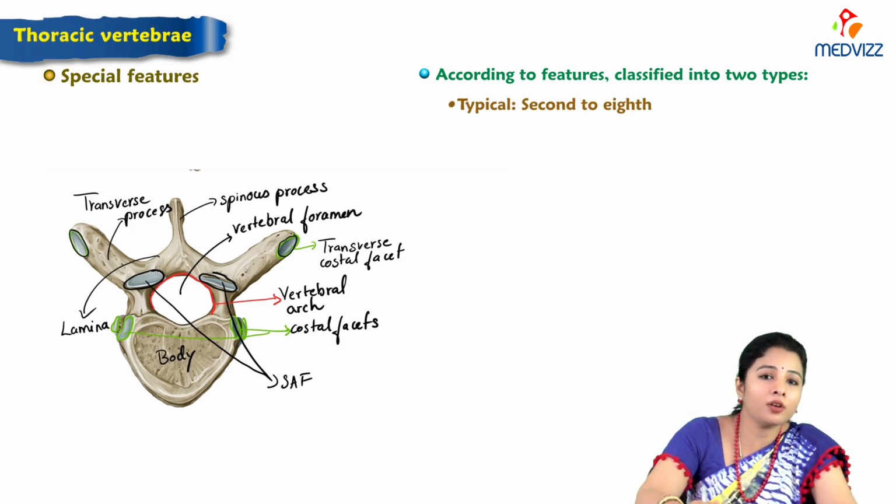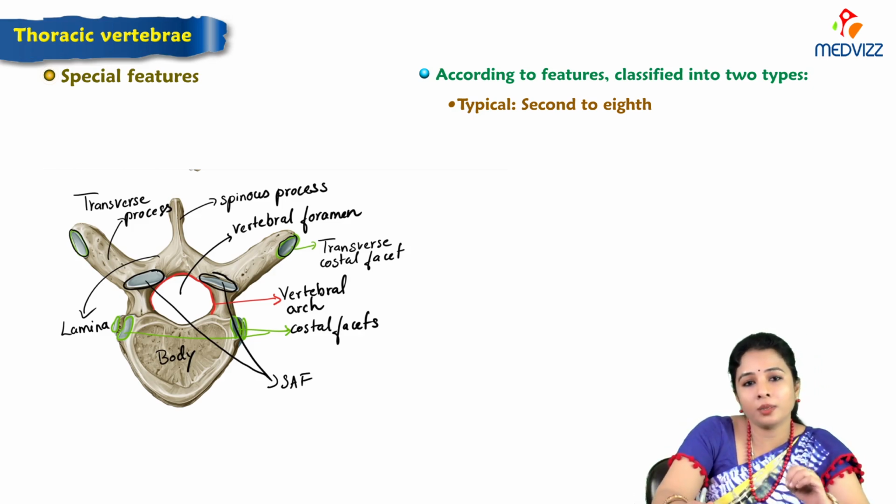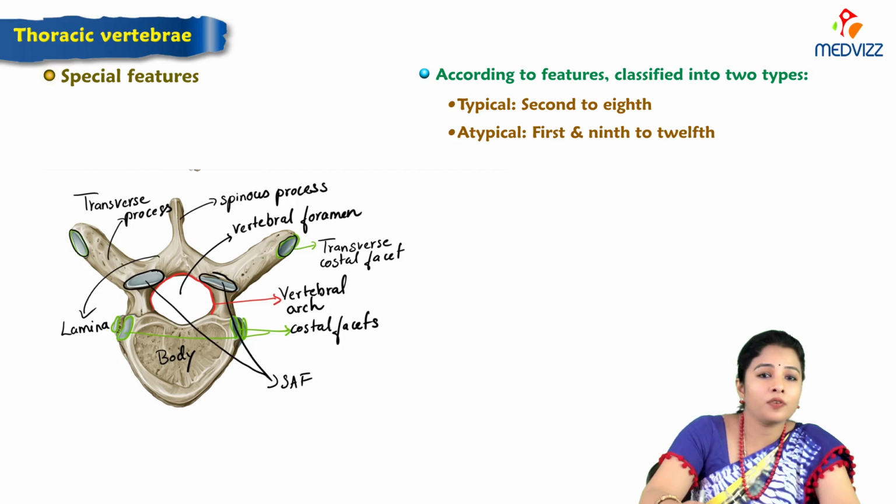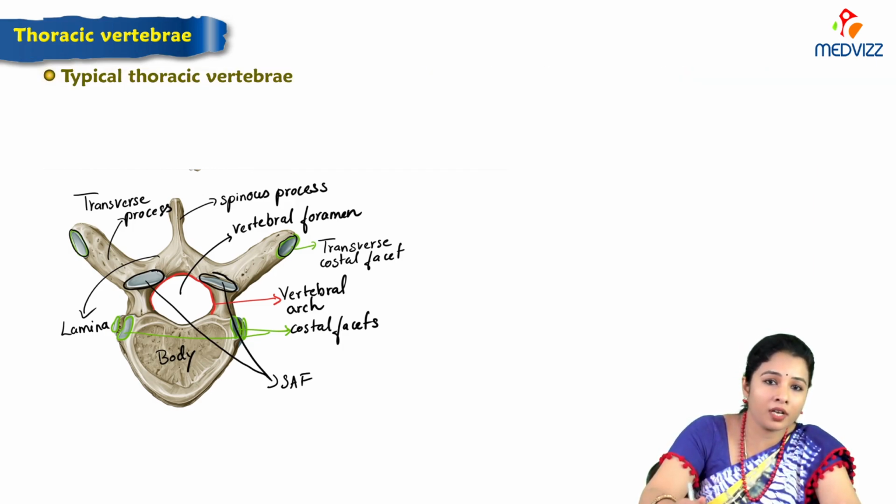So the typical thoracic vertebrae are 2nd to 8th. So 2nd to 8th are typical thoracic vertebrae, and atypical are the 1st and 9th to 12th. So first let us see the characteristic features of a typical thoracic vertebra.